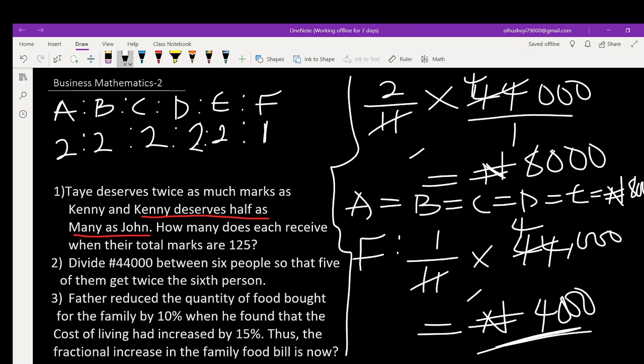So it's as simple and direct as that. The 1st person, the 2nd person, the 3rd person, 4th, 5th person get the same amount, 8,000 naira. So you sum that, 8,000 times 5, that will give us 40,000. Then 40,000 plus 4,000, that is 44,000. So we are good to go. The next question. So we go.